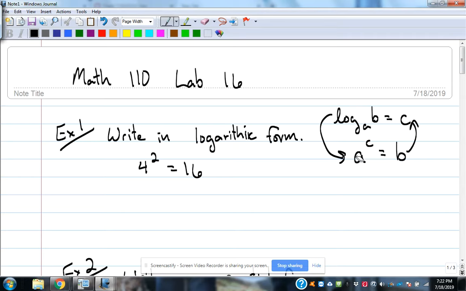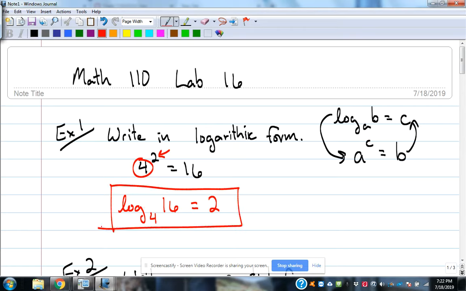The a is the base of the exponential, c is the exponent of the exponential, and b is what the exponential is equal to. So we're going to use that property to help us rewrite this. So here we see that the base is 4, so that means we're going to have log base 4. And then we see that the exponent is the 2, so that's going to be what it's equal to, so that means 16 has to go here. So log base 4 of 16 is equal to 2.